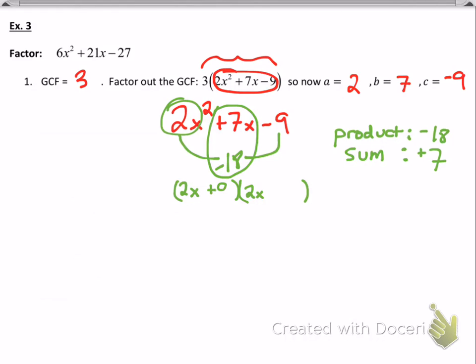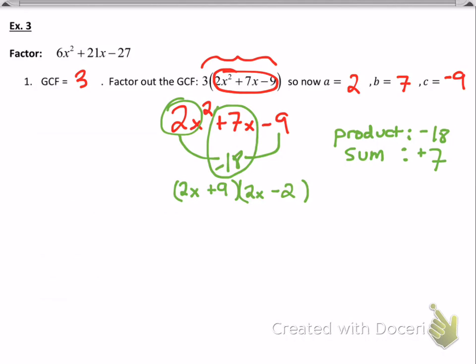If you said 9 and -2, you're correct. 9 times -2 is -18. 9 plus -2 is +7. Okay, now, here's the thing. We're not done yet, okay?